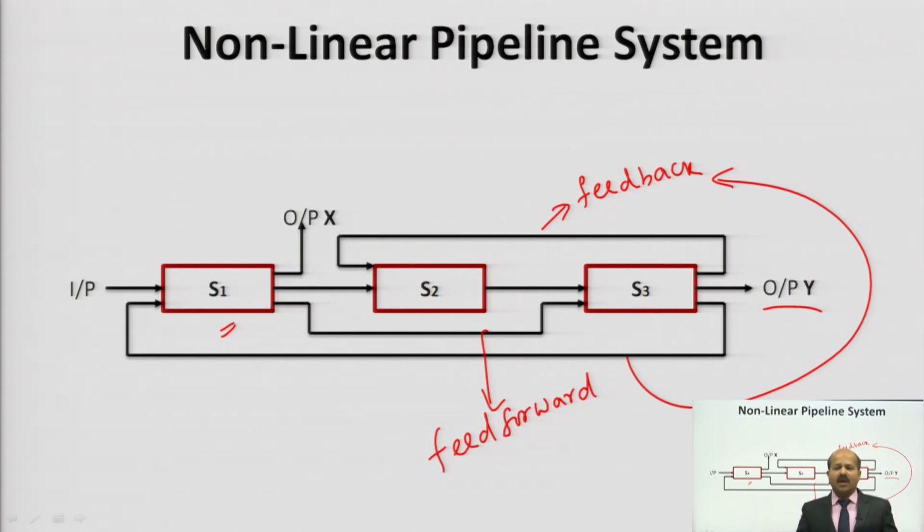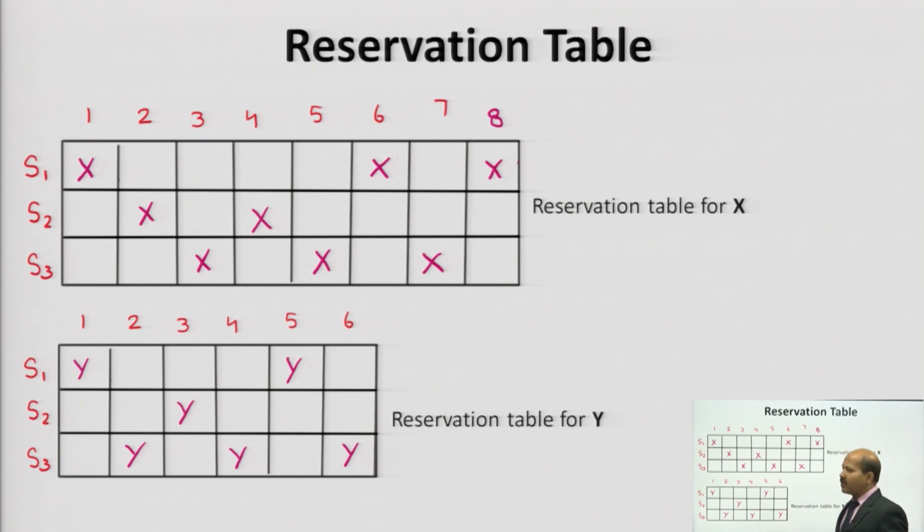That we need to take care of, and we can design different reservation tables. There is no constraint of fixing this particular reservation table, so we can design different types of reservation table. So, this is one shot of a reservation table. The first table shows the execution of X type of instruction, and the second one shows the reservation table for Y type of instruction.